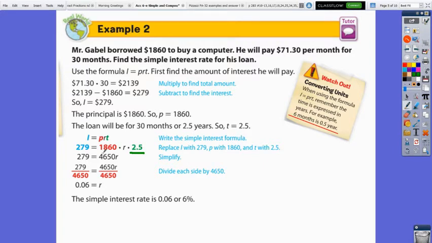Okay, so now we know everything except for the rate. So you multiply these two things together. You get 279 equals 4650R, a one-step equation, right? So divide both sides by 4650, and your answer is 0.06, which is R. Okay, and remember that's R as a decimal. So your final answer, the interest rate that he was paying, is 6%.